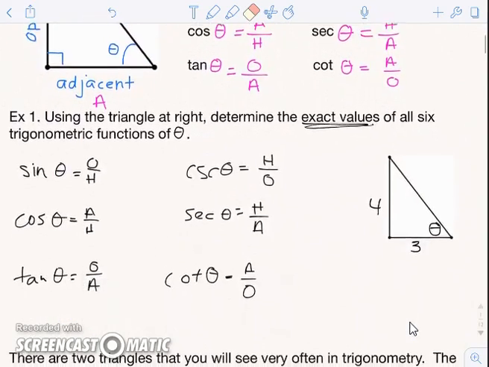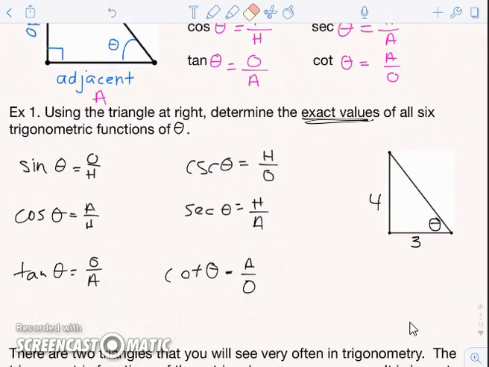So when it says using the triangle at right, determine the exact values of all 6 trigonometric functions of theta, I can tell, without even knowing what this angle is, what sine, cosine, tangent, cosecant, secant, and cotangent are of this angle theta. I'm not looking for theta here. I'm not going to have a theta equals. I'm looking for sine of theta, cosine of theta, tangent of theta, cosecant, secant, and cotangent. Think of them as function machines. What's happening in the function machine is it's taking the opposite side measure and the hypotenuse side measure and putting them over each other into a ratio.